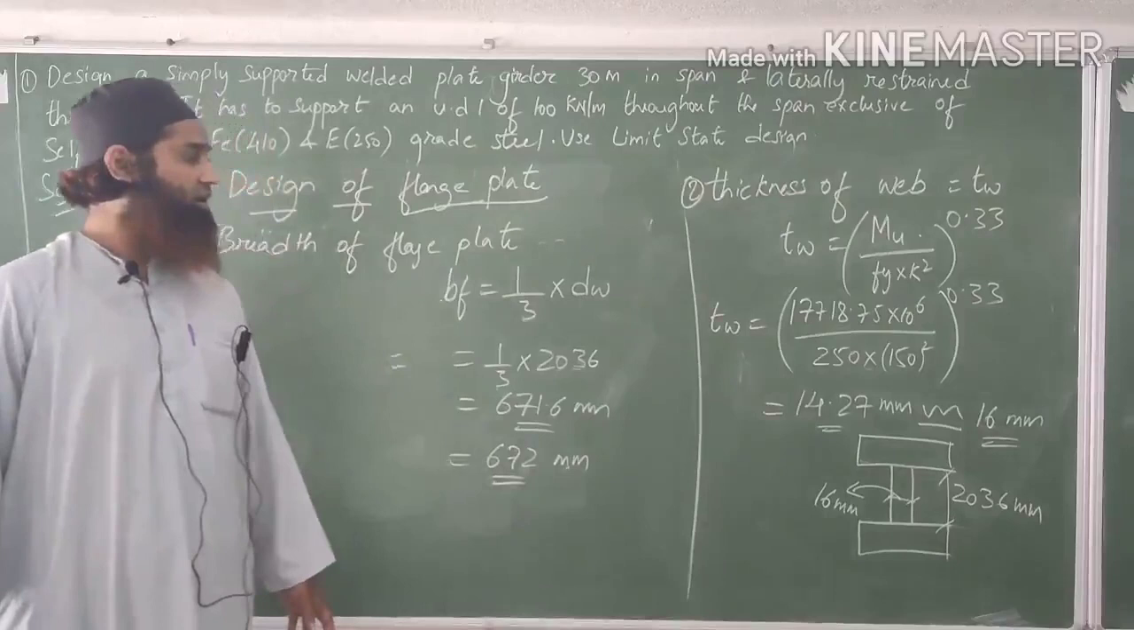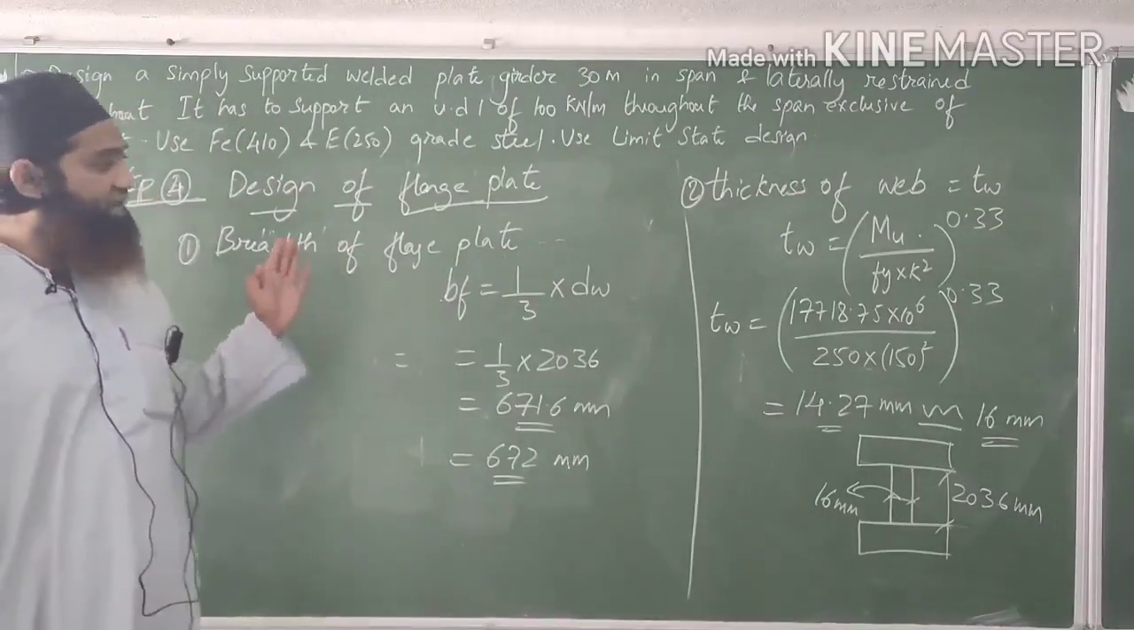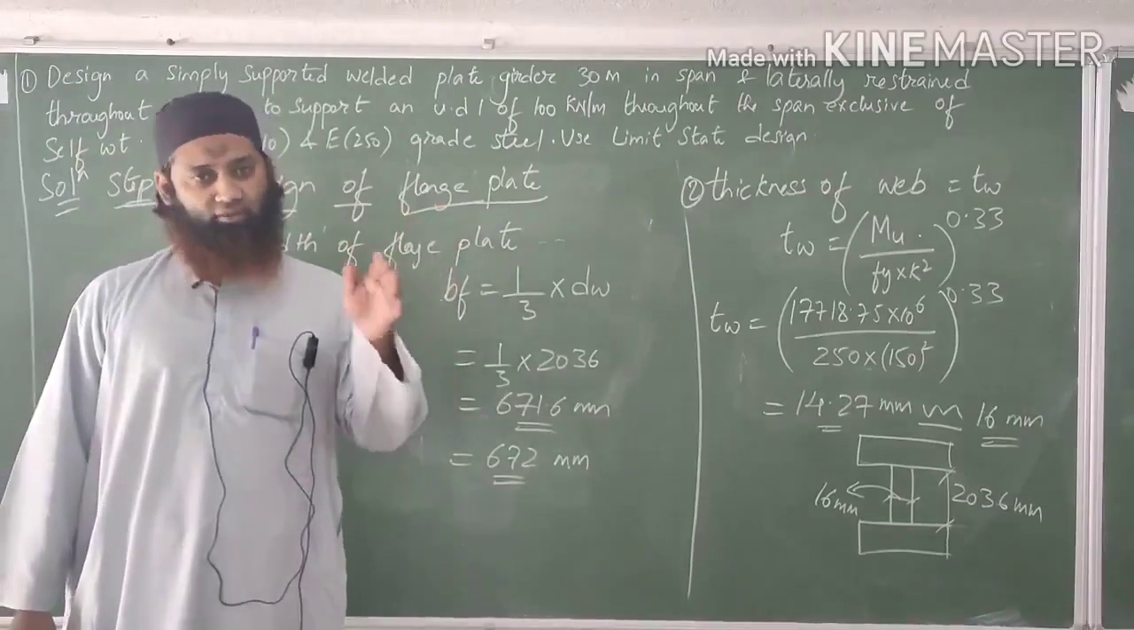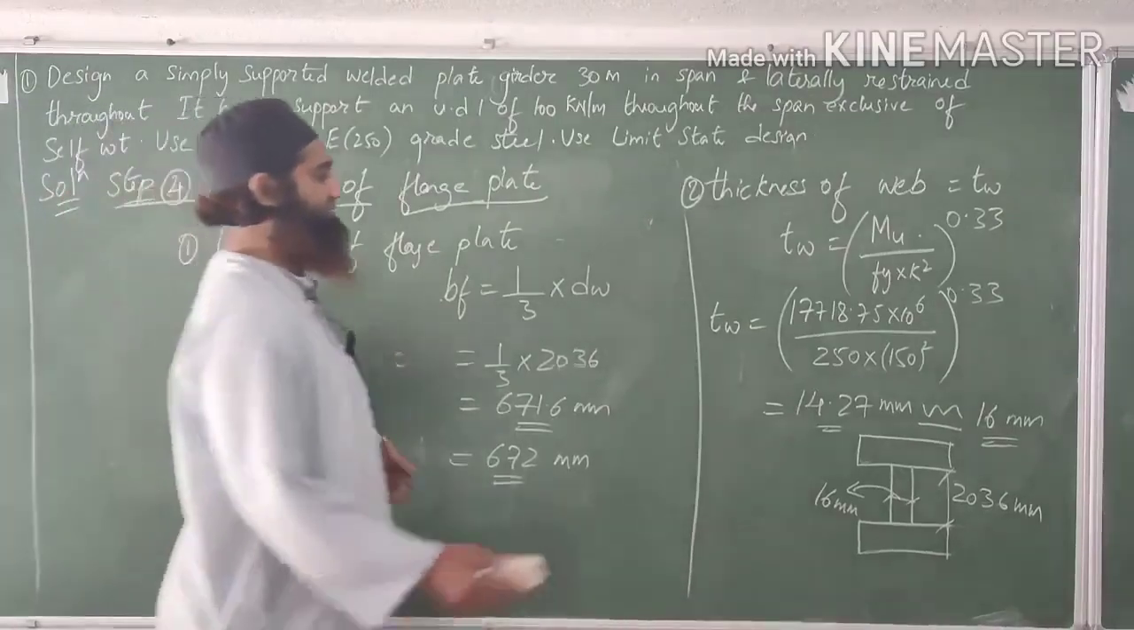Now we'll decide what should be the thickness of the flange. For that thickness, first we'll have to find out the area of the flange. From that area of the flange, we can get the thickness of the flange. Let us see that now.